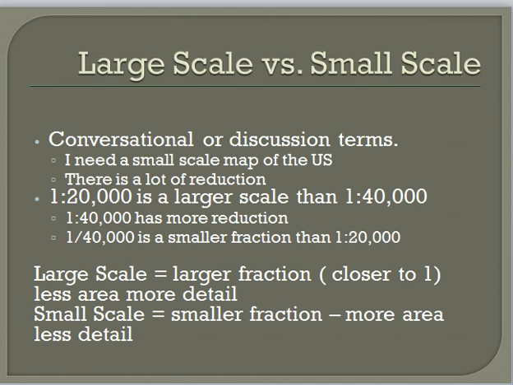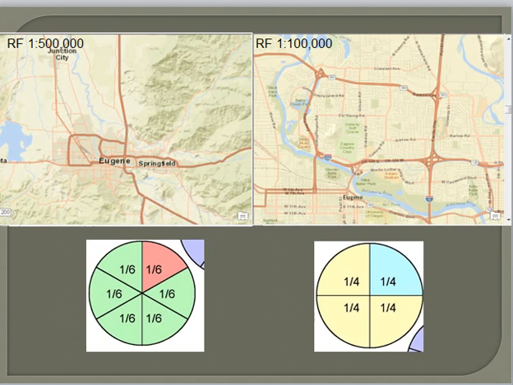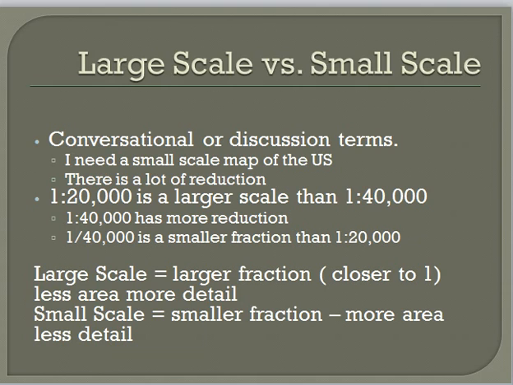So you have to really think about which one has more reduction. A 1 to 20,000 is a larger scale than a 1 to 40,000. A 1 to 40,000 has more reduction. It's a smaller scale. So sometimes we can use those terms to identify specific maps, and sometimes we use them to talk about one map scale relative to another.